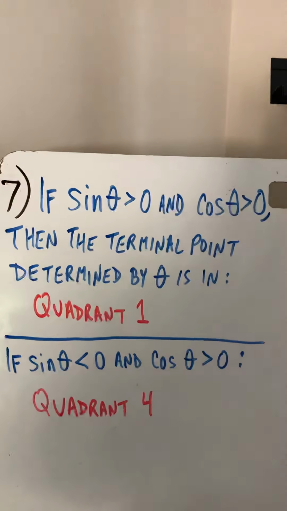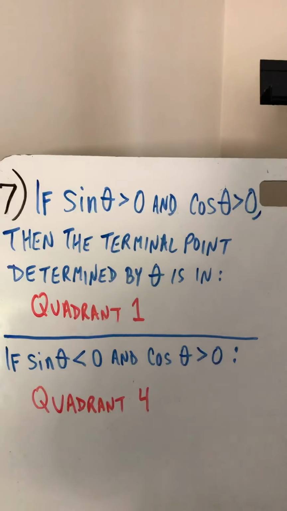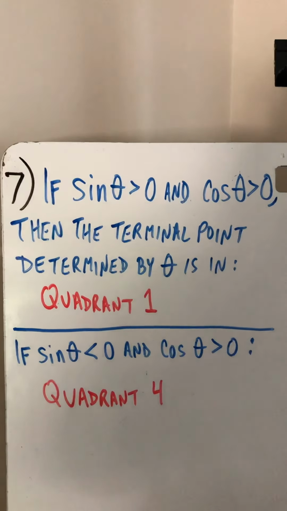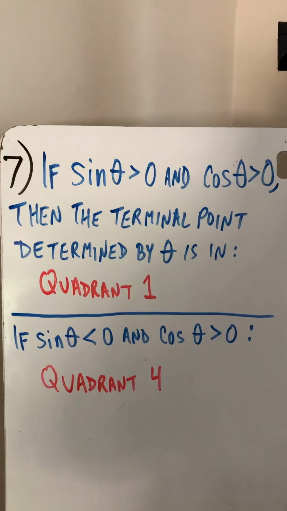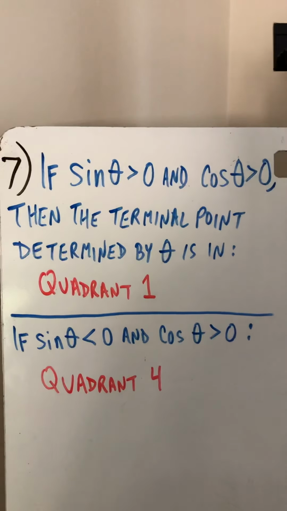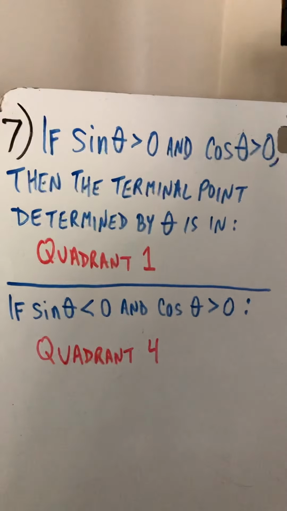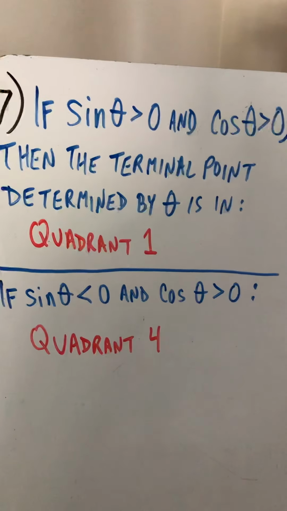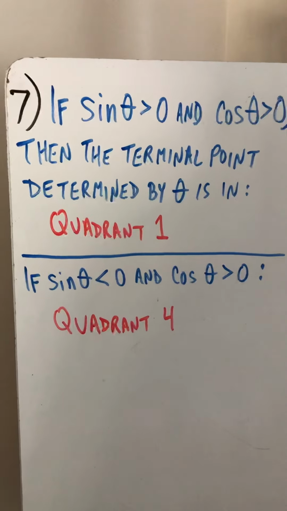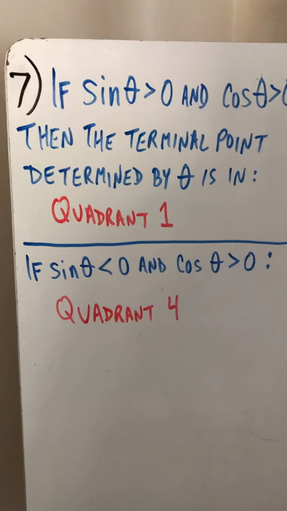Question that says if sine theta is greater than 0 and cosine theta is greater than 0, then the terminal point determined by theta is in, the answer will be quadrant 1. But if your question says if sine theta is less than 0 and cosine theta is greater than 0, then the answer will be quadrant 4. Okay?